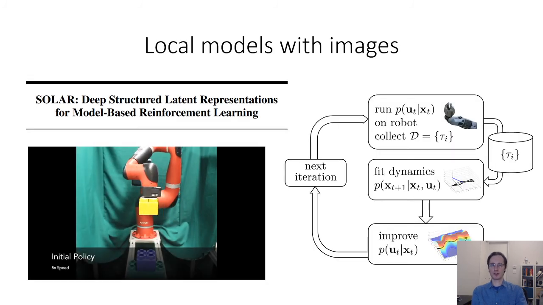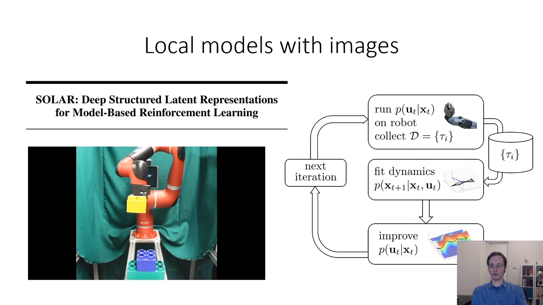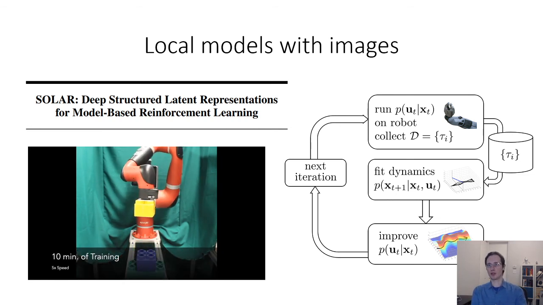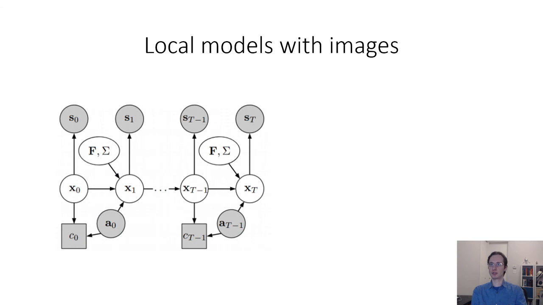We can also have local models with images, so we can have more complex latent variable models. This is also a paper that I mentioned in the advanced model-based RL lecture called Solar. And here, the model is a little bit more complex. There's actually a prior on the dynamics between the x's, which says that they should be locally linear, and some additional terms to model the costs. But the high-level idea is the same.